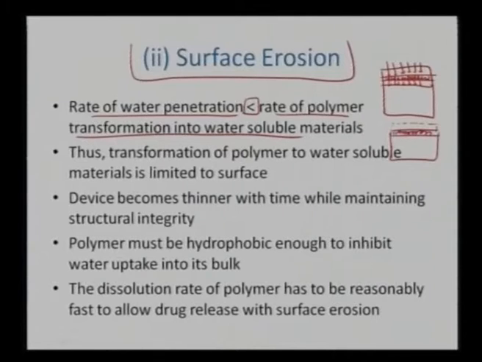So it is more like this. So once the surface is dissolved, only then can water penetrate further and start attacking the next layer. So in this case, the rate of water penetration is occurring at a very slow pace, so slow that the rate at which the polymer is degrading is much faster. So the rate of degradation of the polymer is much faster, and only then is water allowed to pass through it.